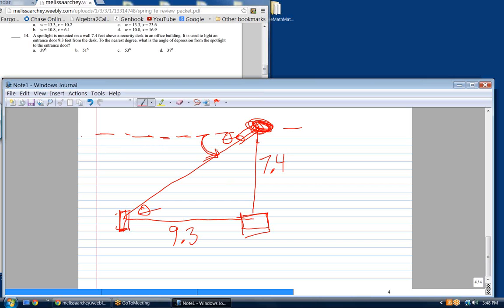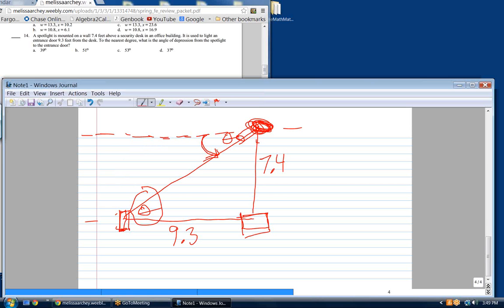Well, we know this horizontal dotted line is parallel to this horizontal solid line. And because they're parallel, this theta has to be the same as this theta. They're the same angle. So if I can solve for this theta here, I will answer their question.